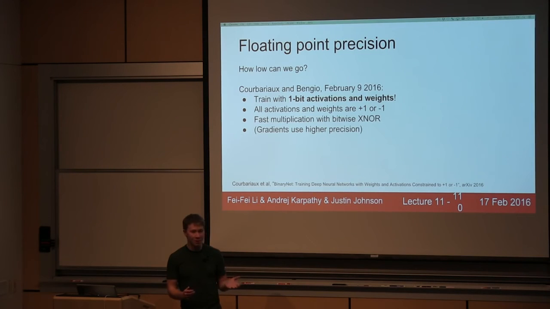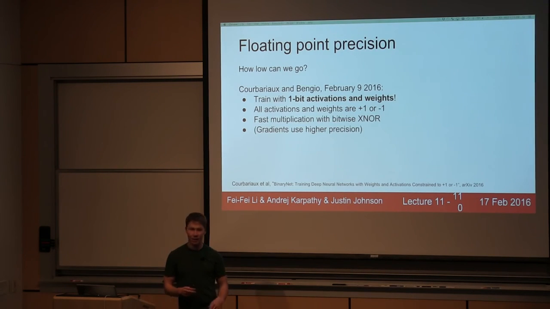Now you don't even really have to do multiplication. You can just do a bitwise XNOR to multiply those. So that's pretty cool. But the trick is that on the forward pass, all of the weights and activations are either 1 or -1, so the forward pass is super, super fast and efficient. But on the backward pass, they actually compute gradients using a higher precision. And then these higher precision gradients are used to make updates to these single bit parameters. So it's a really cool paper, and I'd encourage you to check it out.